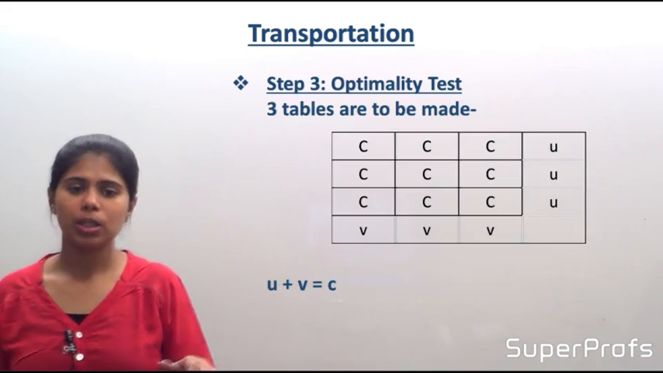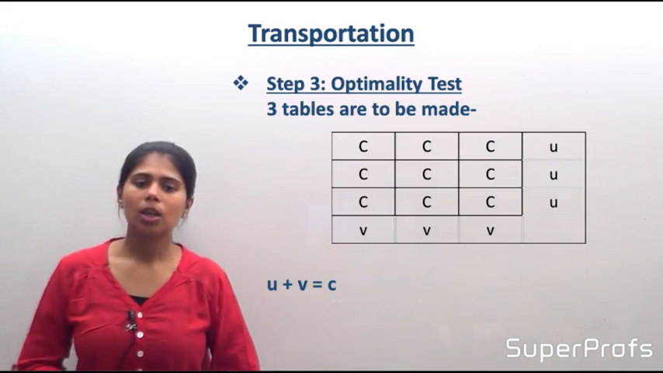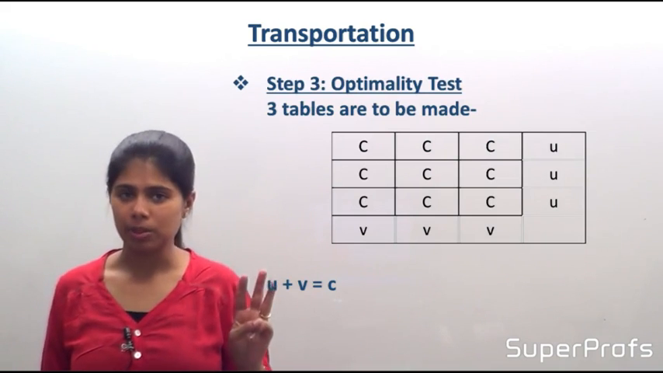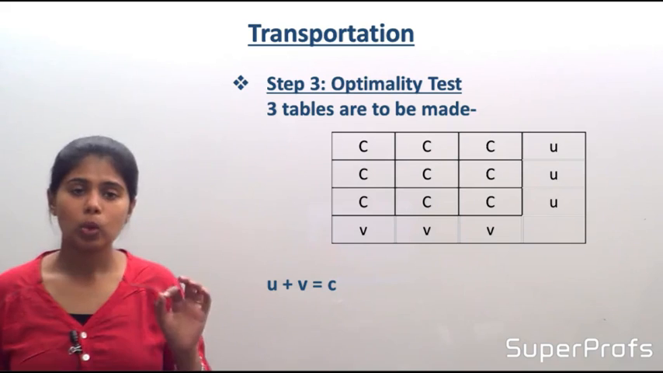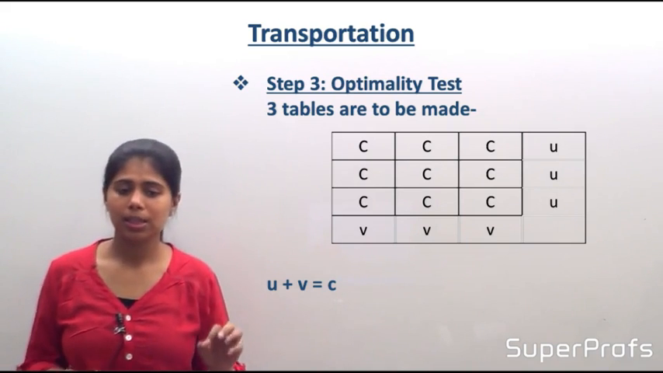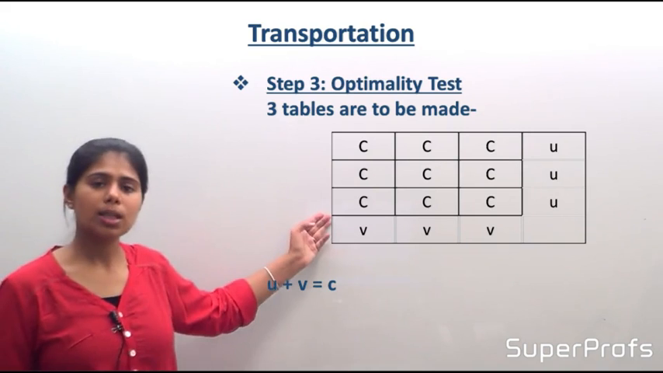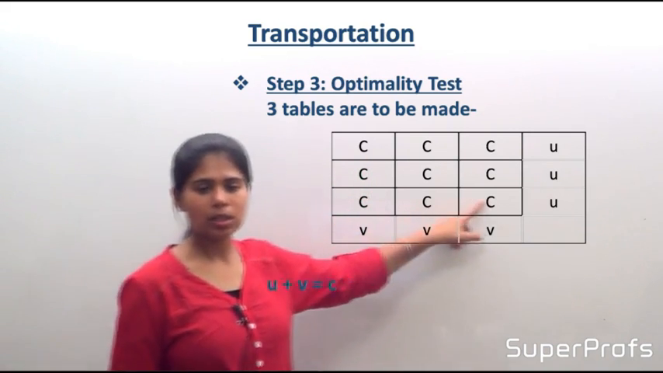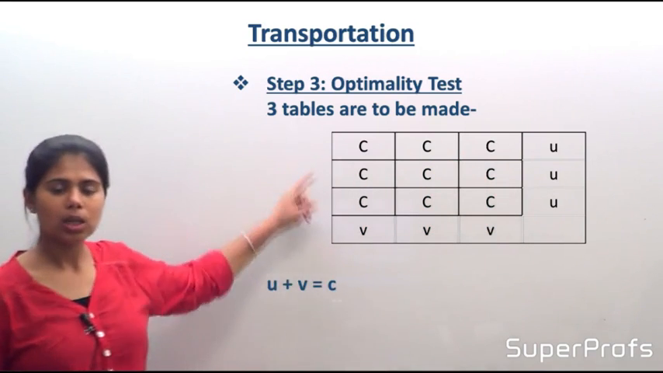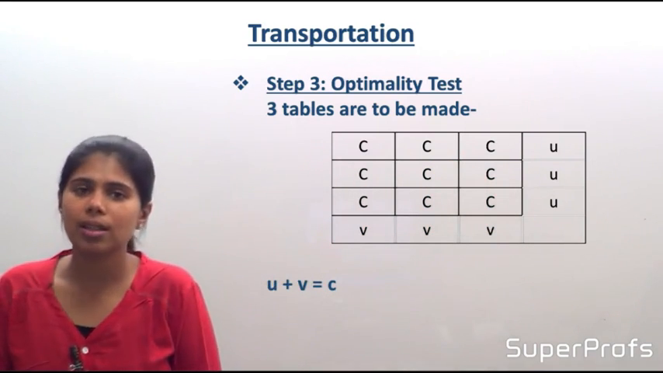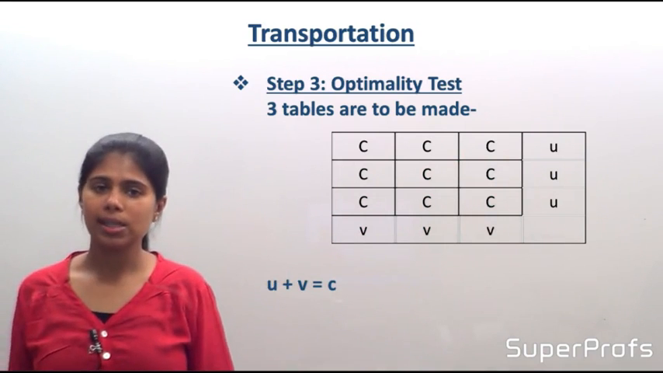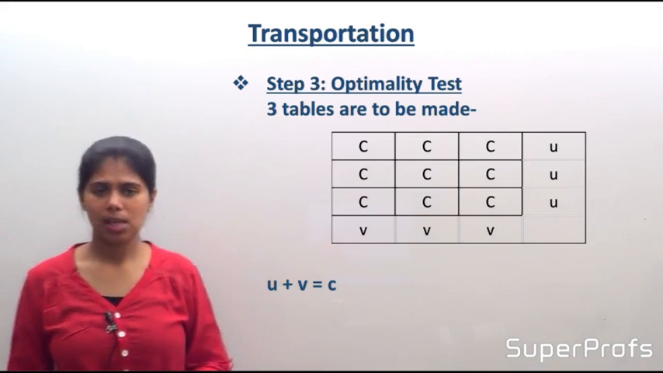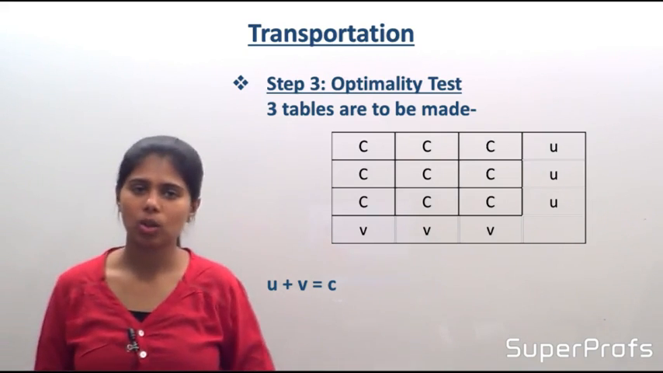After this, we come to the optimality test. So what is the optimality test? In the optimality test, we have to draw three tables. To understand these three tables, we must understand the figure shown over here. The box, the black lines that you see, is your matrix. The C's written inside are the elements, the cost cells inside the matrix. Those are the cost values of the matrix.